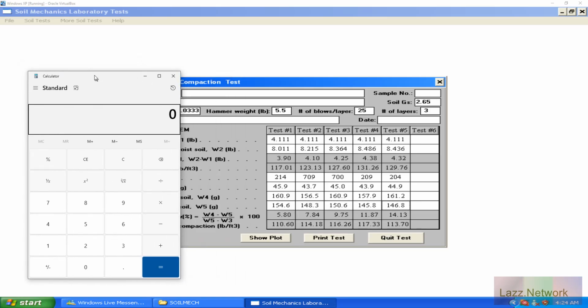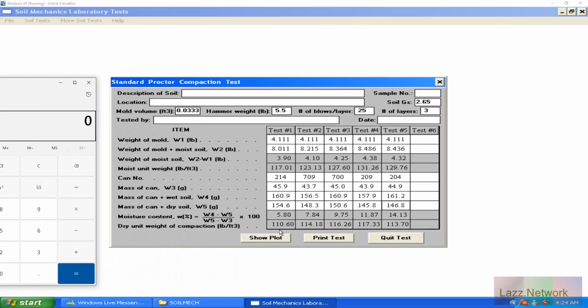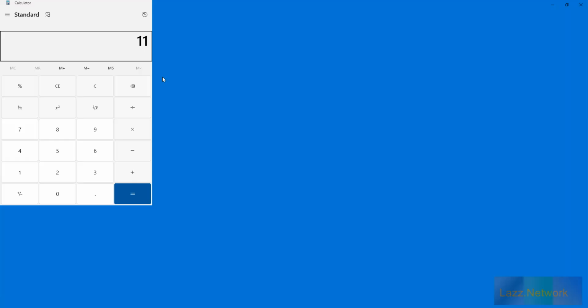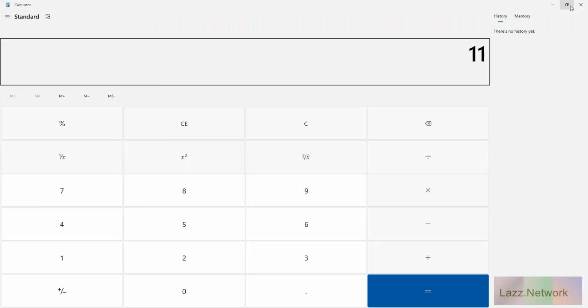The way it determines the unit dry weight, because it doesn't specify how it does that, is technically taking this divided by this, and then there's your pounds per cubic foot. But that's your wet density, which we don't need to know. We need to know the dry density for our proctor test. So technically, if we go with test 1 here, hey, what's going on here? Okay, I didn't need it maximized.